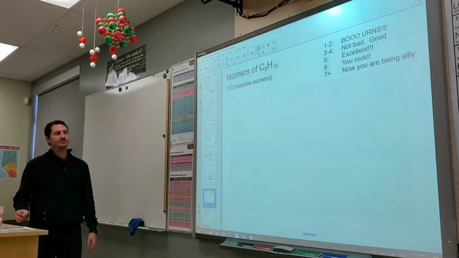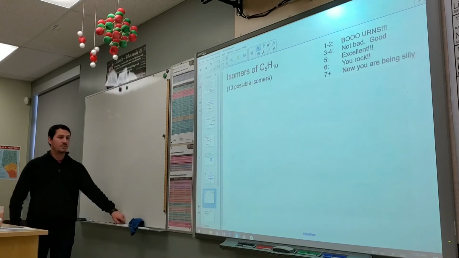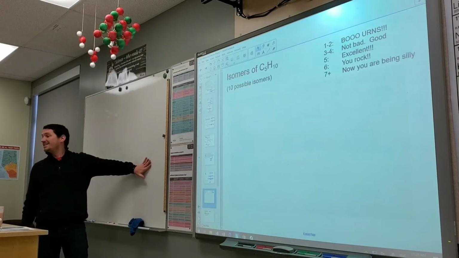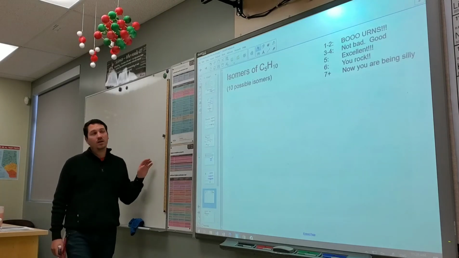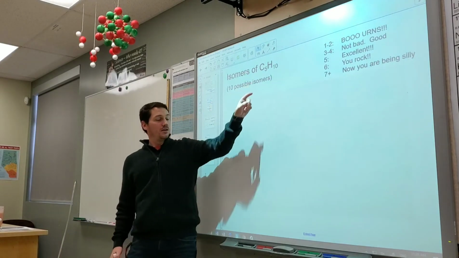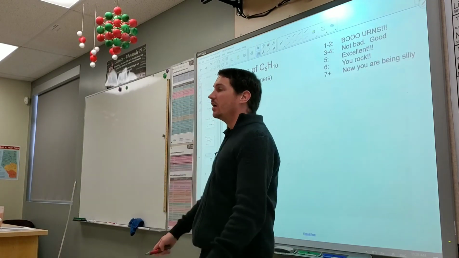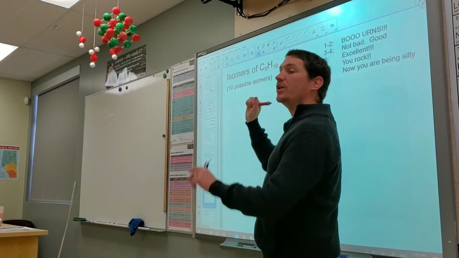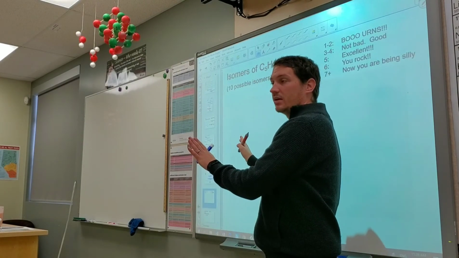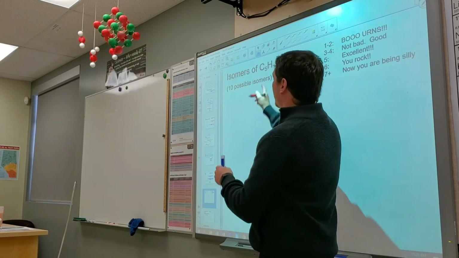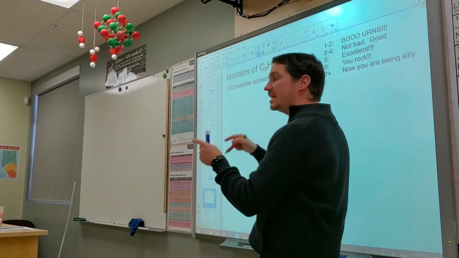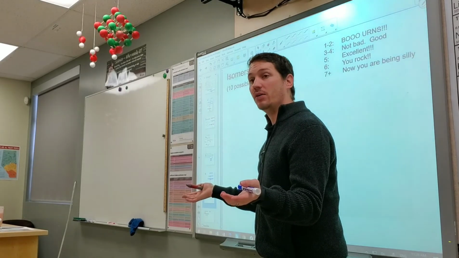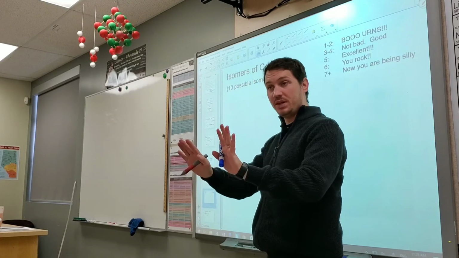Let's think about this. We're going to talk about isomers, and like I said earlier, let's compare this to a normal alkane. If this was a normal alkane, it would be C5H12, right? It would be C5H12.